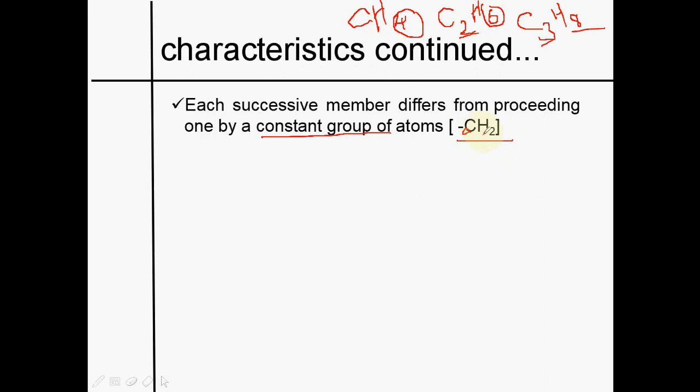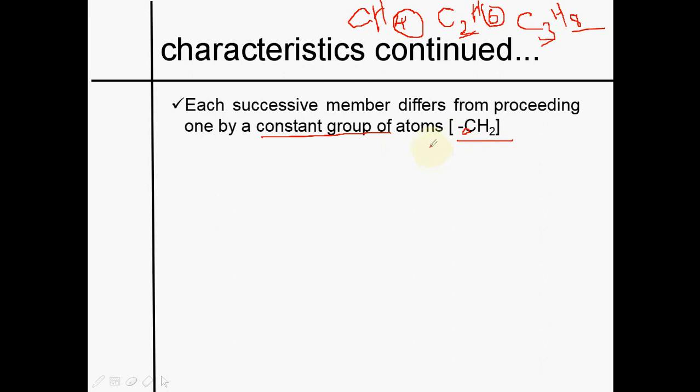So that's what we mean when we say each successive member of a particular homologous series differs from the preceding one by a constant group of atoms, which is the methyl group. So that's easy to get.